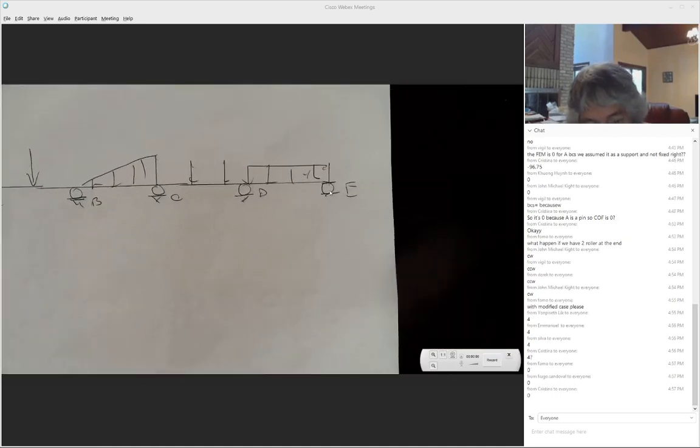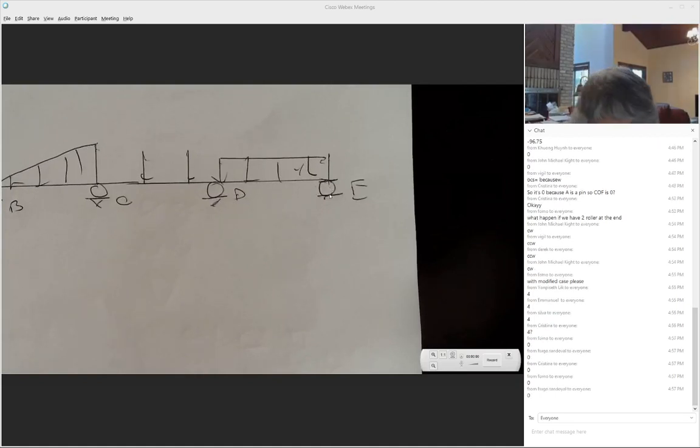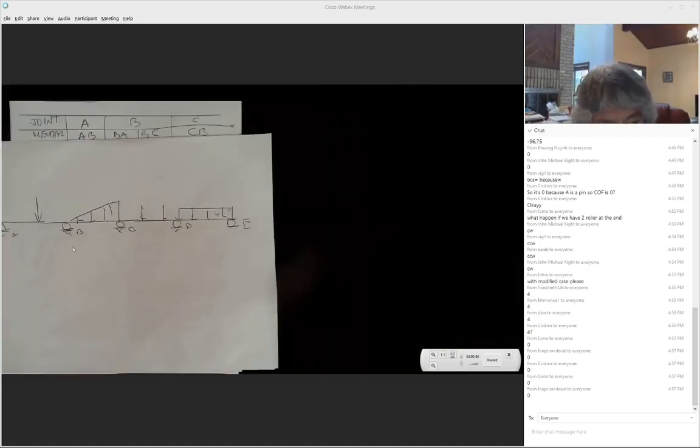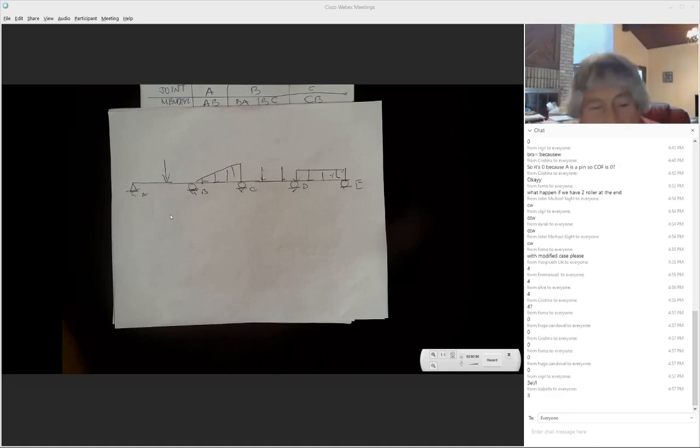What about at E, the same super duper computer? What's going to be the moment here? 0. So now based on what I told you, the stiffness for AB, do I need to use 4EI over L or 3EI over L? What do I need to use in here to save time to pass my course? 3EI over L. Good.